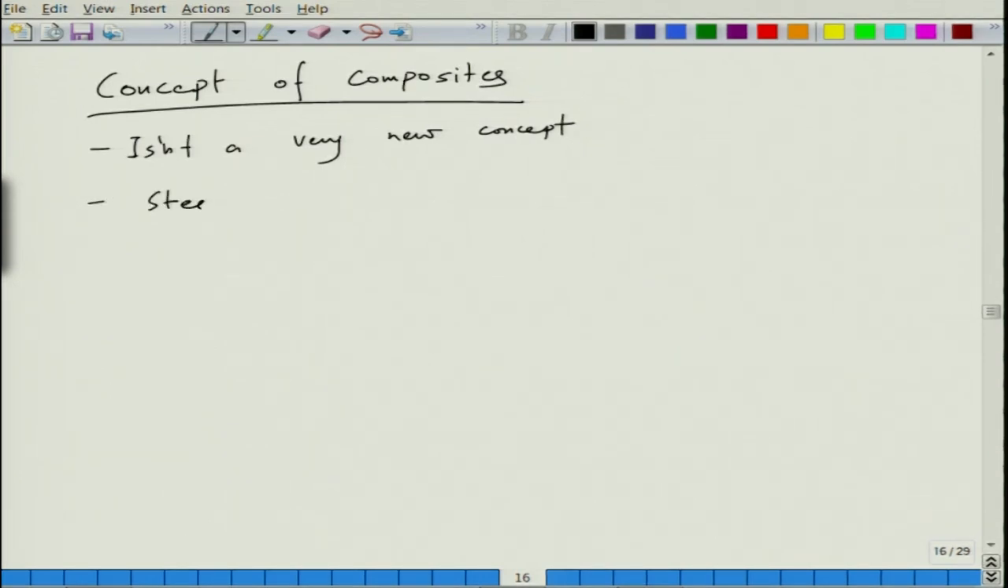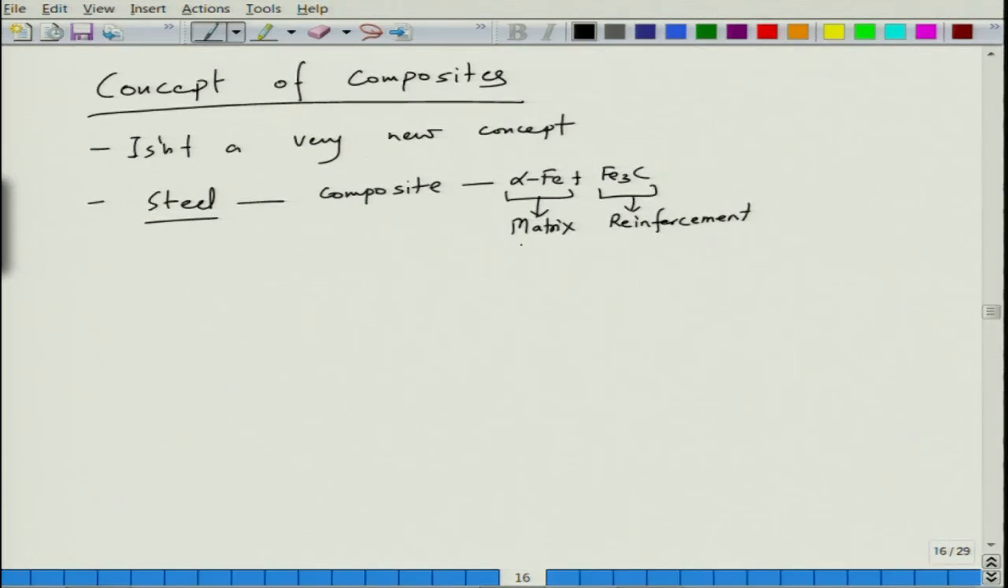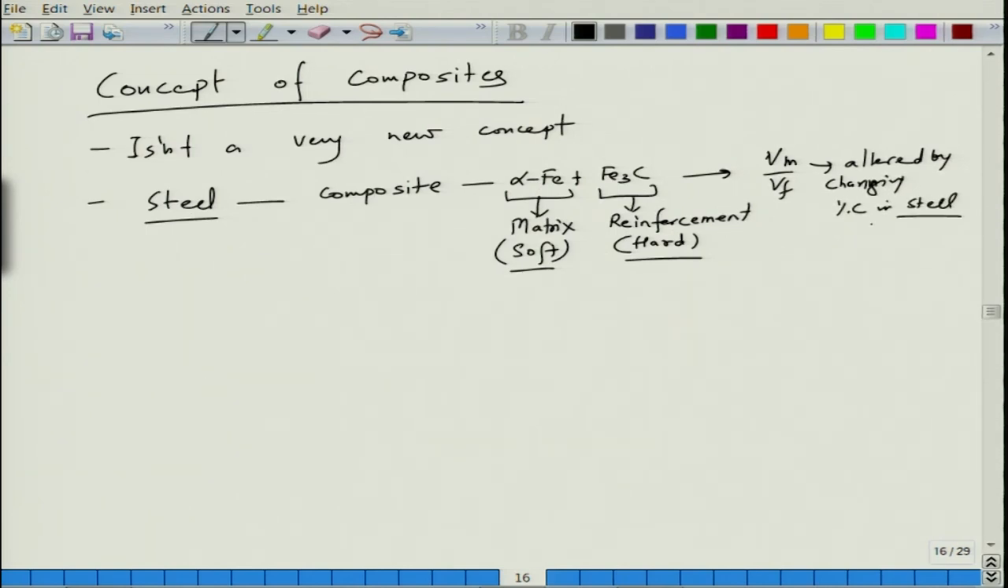For example, if you look at steel, okay, steel is a composite. It's a composite of iron, which is alpha iron, and Fe3C. So here alpha iron is basically the matrix and Fe3C is the reinforcement, okay. So this is the soft phase and this is the hard phase, and this is a blend of these two in a steel, so the proportion of these two is changed. So the proportions Vm and Vf can be altered by changing the percentage of carbon in steel, okay, and that also changes the properties. So this leads to a change in E or sigma Y, which is yield stress.